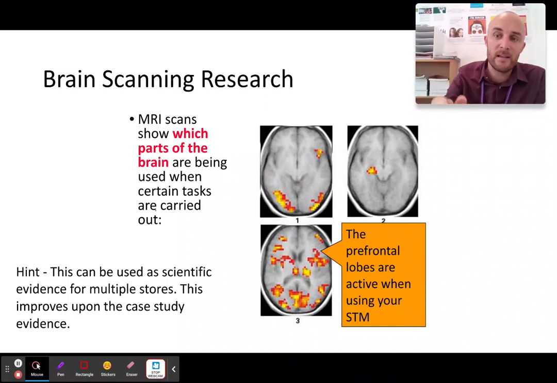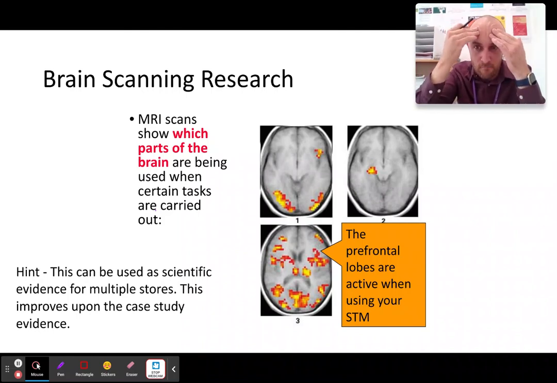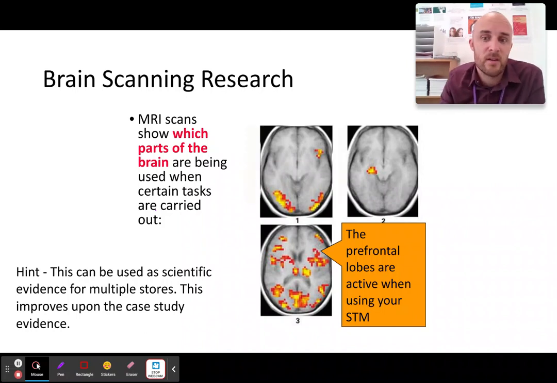If I throw something out to you, like a new bit of information that goes to your short-term memory, your front lights up like a Christmas tree during that point, because this is our processor right in the front of our head. This is our processor, and it only lasts 30 seconds.